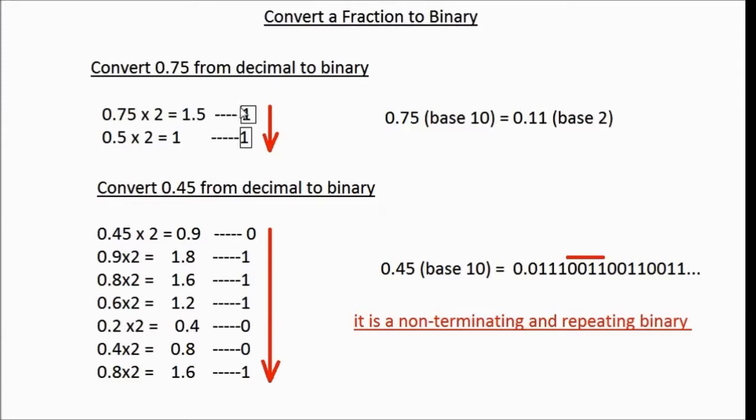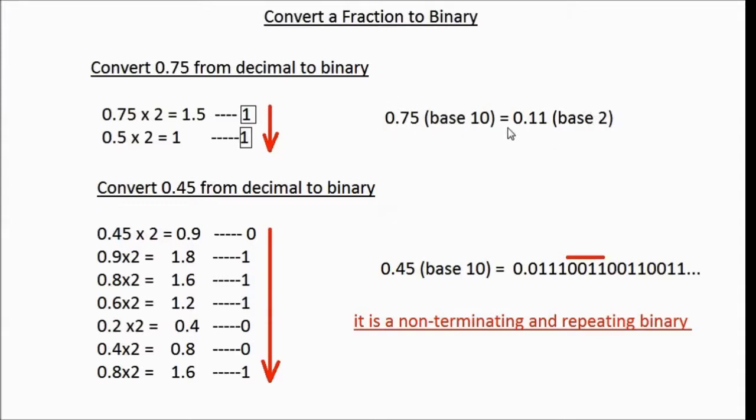Take the fraction and multiply with 2 again. Here I get a whole number and there is no fraction part. So you collect this 1 as a whole. So 0.75 is 0.11 in base 2. So 0.75 in base 10 is 0.11 in base 2.